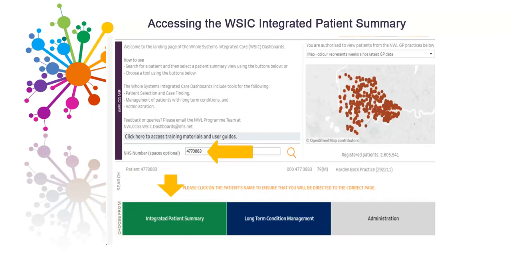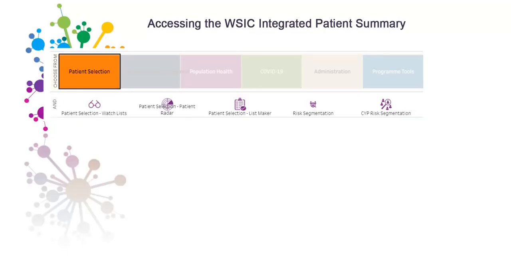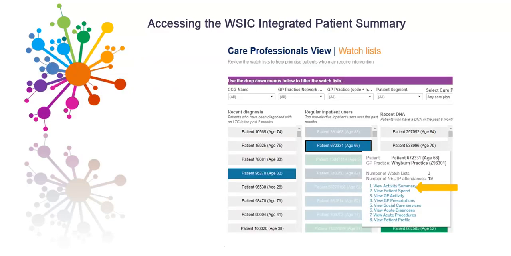The Integrated Patient Summary dashboard is available for WSIC users with a PID access and is a part of WSIC patient selection dashboards. There are two ways of accessing this dashboard. A user can type a patient's NHS number on the landing page and will be provided with a link to the Integrated Patient Summary for that specific patient. The Integrated Patient Summary can also be accessed from any of the patient selection dashboards, for example on the watch list, hover over the patient data to see a link to the patient summary.